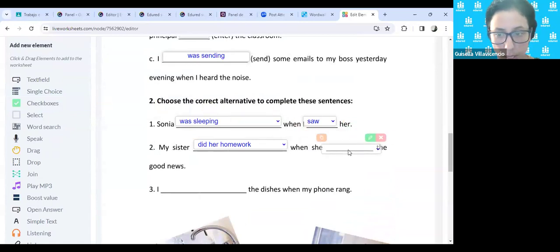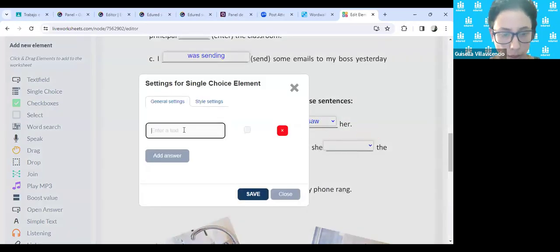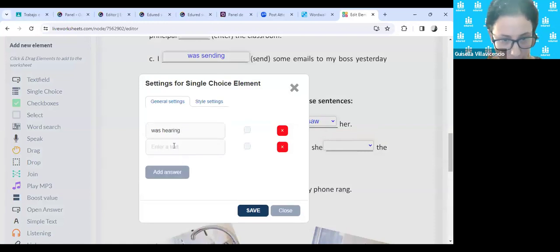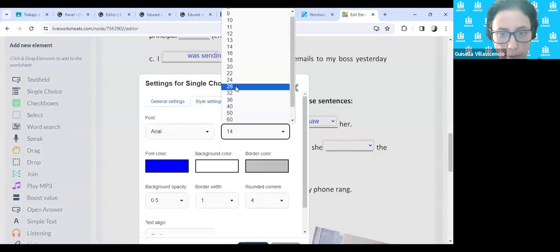Seguimos con single choice, acá la otra opción. Aquí va a ser el verbo oír en pasado. Voy a poner was hearing, que no es la respuesta, y heard. Heard va a ser la respuesta correcta. Heard, y también lo ponemos en B.